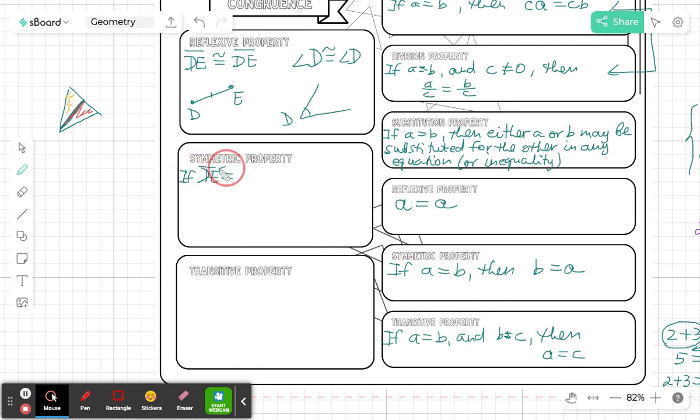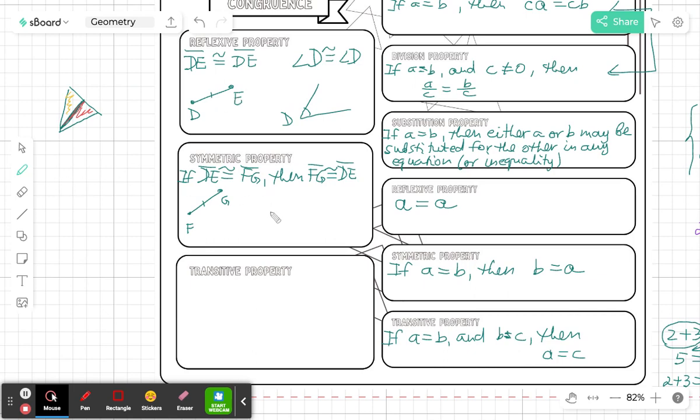Symmetric property: if DE is congruent to FG, to another segment, then we can say that segment FG is congruent to segment DE, right? Makes sense. So this is my segment DE. I am going to draw a segment FG over here. So if DE is congruent to FG, then FG is congruent to DE.